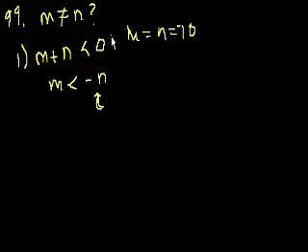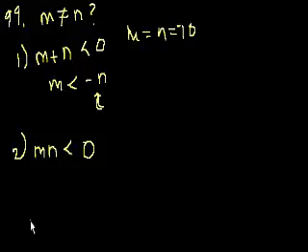Or, of course, I could have two different numbers. I could have m being minus 5 and n being minus 1. And when you add them together, you get minus 6, both less than 0. So it still doesn't tell us anything whether m does not equal n. Statement 2. m times n is less than 0. Now, this is interesting.